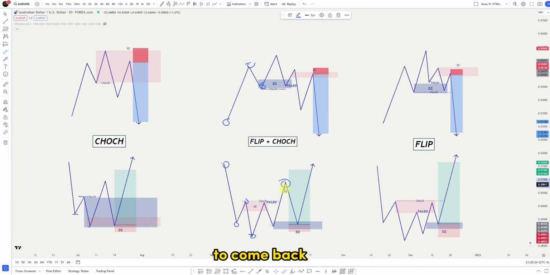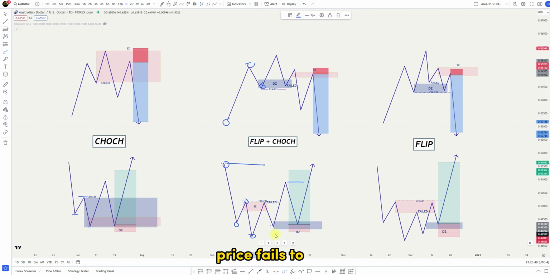So once you get this change of character and the price creates the higher high, you wait for the price to come back on the lower time frame to the area of the supply zone. Once the price comes back to the area of the supply zone, we're going to wait for a short-term change of character, and then we're going to execute a trade targeting this area and this area here. This is very important, and this model is called flip plus change of character.